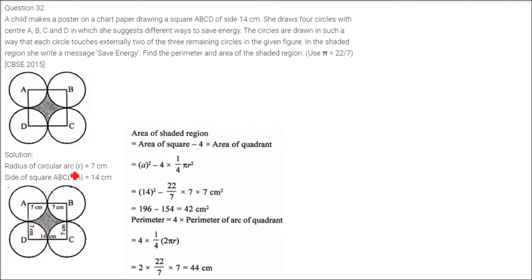So we have to find the area of the square in order to find the middle region, then subtract the area of the 4 quadrants here. The area of the square is, side is 14, so 14 into 14, that is 14 square, minus the area of the 4 quadrants. As I said, it will combine to a single circle and the radius is 7. So it will be 22 by 7, radius 7 into 7. So this will be 196 and this will be 154.